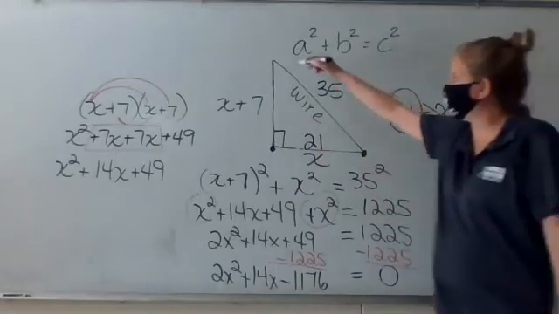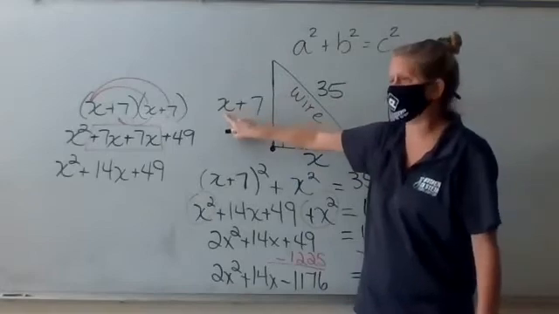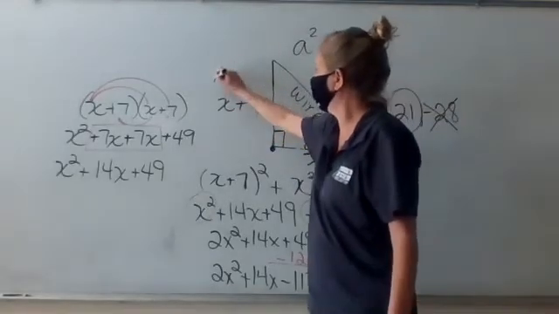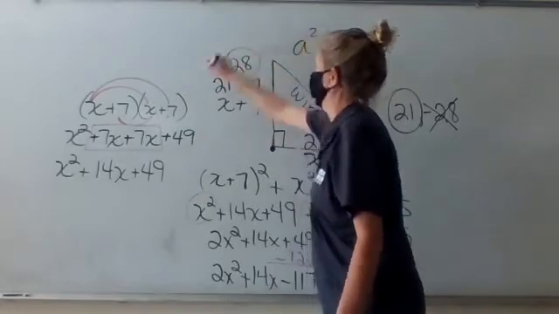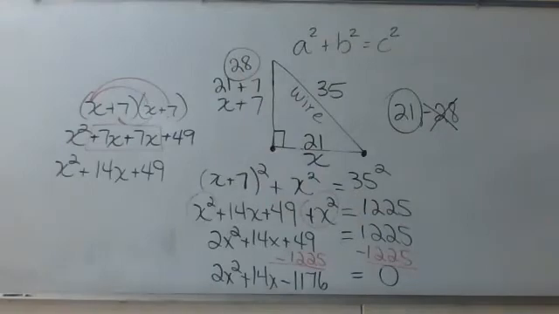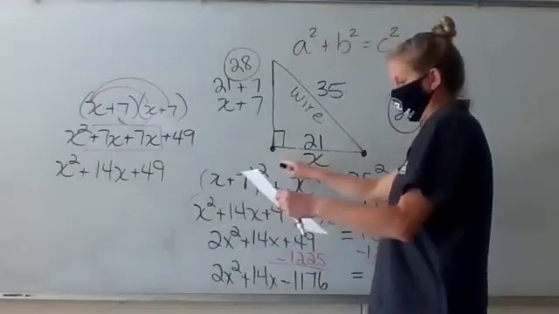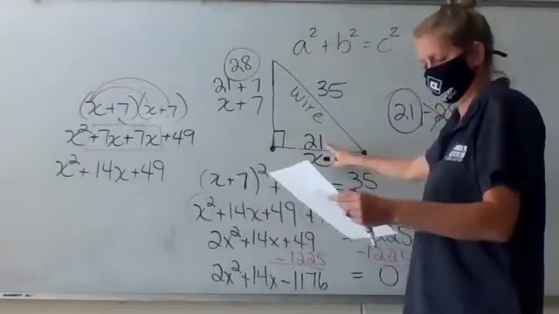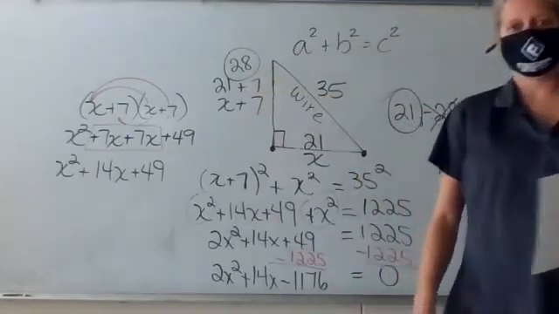So now I also know the height of the antenna tower, because if I know what x is, I just need to add 7 to it to get the 28. So the distance from the wire to the tower, which is x, is 21. And then the height of the tower would be 28.